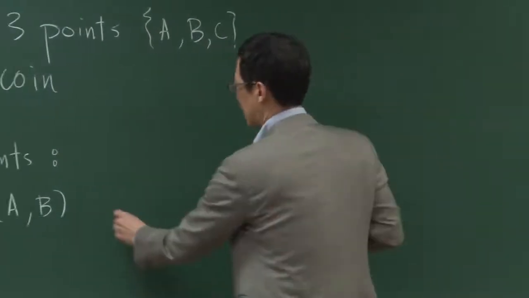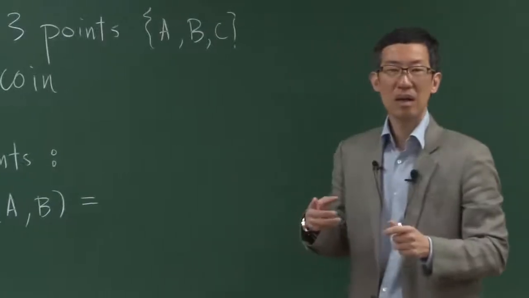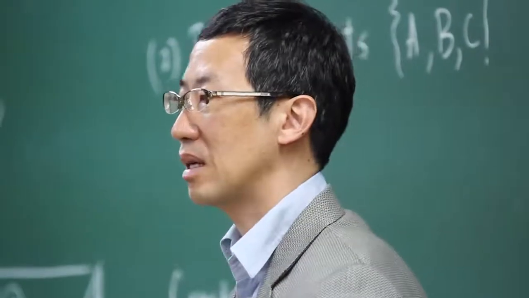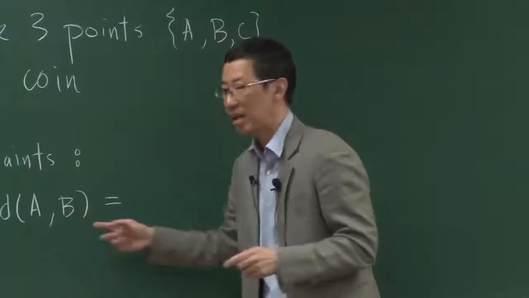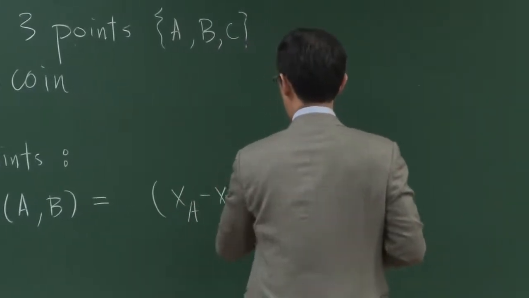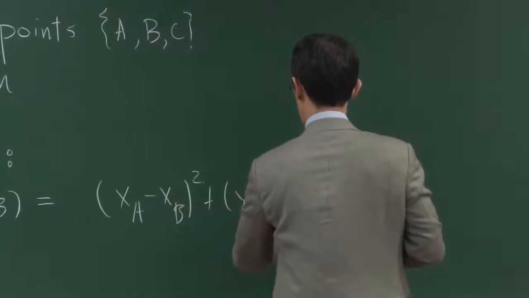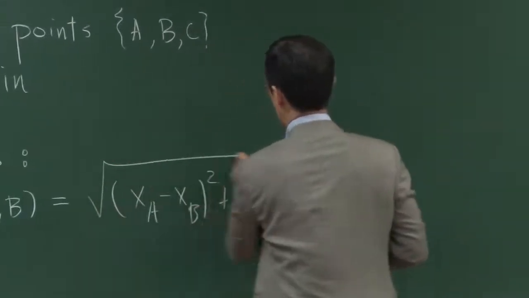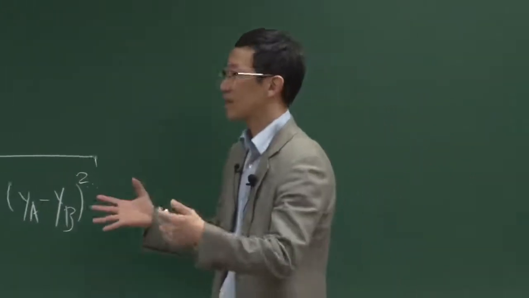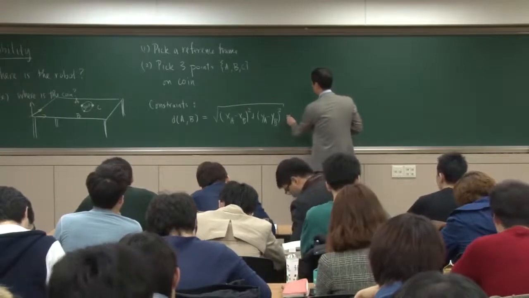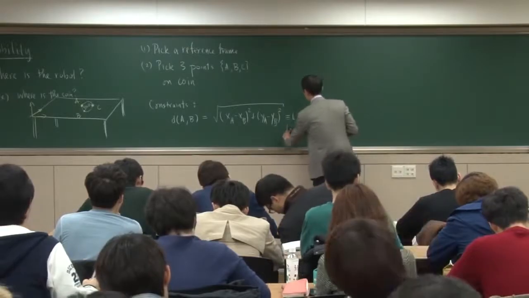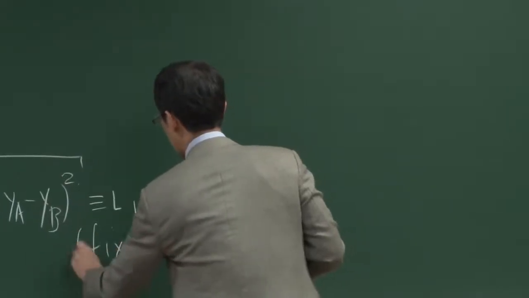Okay, so let's say that the coordinates for point A are XA and YA. Coordinates for point B are XB and YB. So the distance between A and B we can write as the square root of the quantity, squared. Okay, so there it is. And now this is going to be some fixed distance L1. So this is a fixed constant.